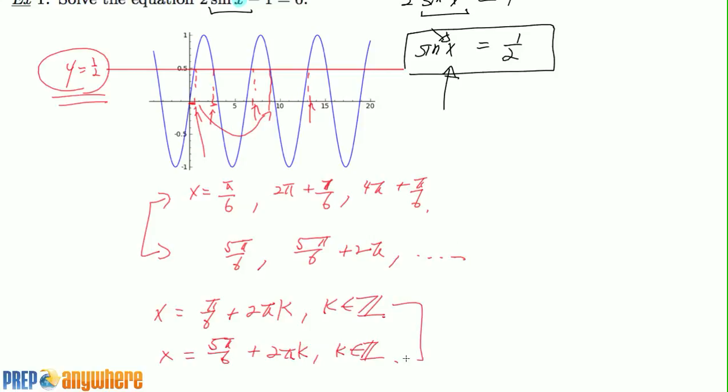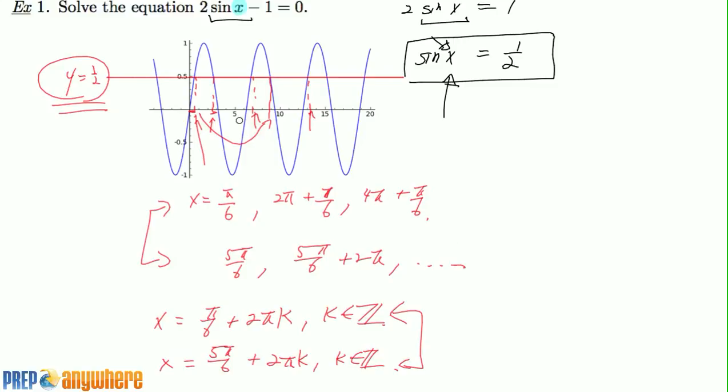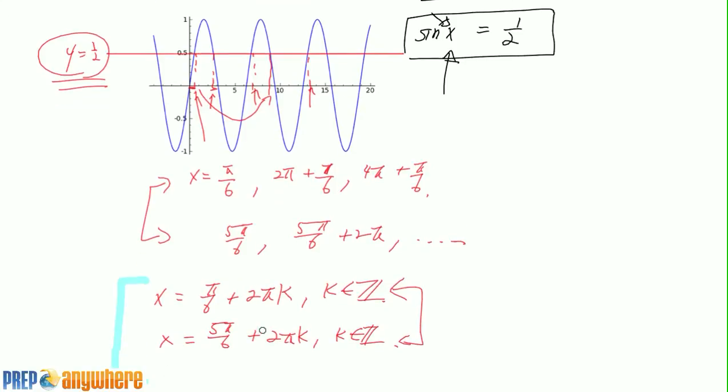Then we are grabbing all the x values on the sine curve which will give you the y value of half. This is the way you write the answer if the question does not define the domain of the equation. So here they didn't say anything about any restriction on the value of x, so you have to state the whole answer in this way.